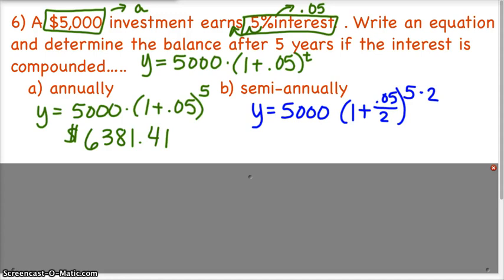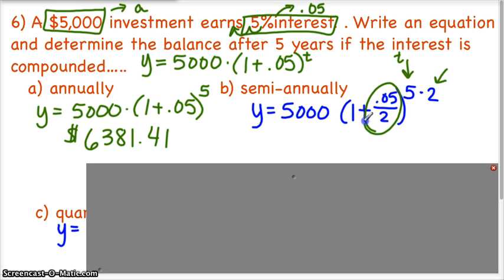If the interest is compounded semi-annually, it will happen twice a year, which means every 6 months you will get half of the interest rate. So I divided my 5% by 2, showing that each time it's getting half of it. Then I took my 5 years, which is T, and I times it by 2 because it's going to happen 2 times every year for 5 years.